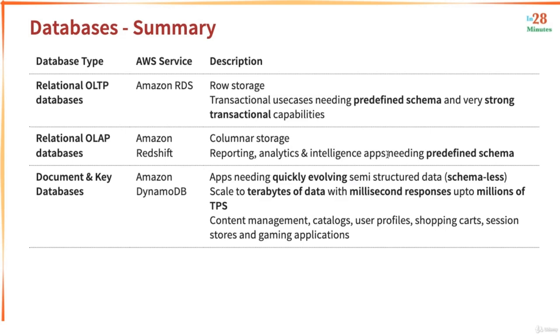When you need relational OLAP databases, online analytic processing databases, for example, for your reporting, analytics, and business intelligence applications, these databases use columnar storage, so they store a column of data together. This helps them in distributing the data from a single table among multiple nodes in a cluster, and it also enables them to achieve high compression. And the recommended AWS service for these kinds of applications is Amazon Redshift.